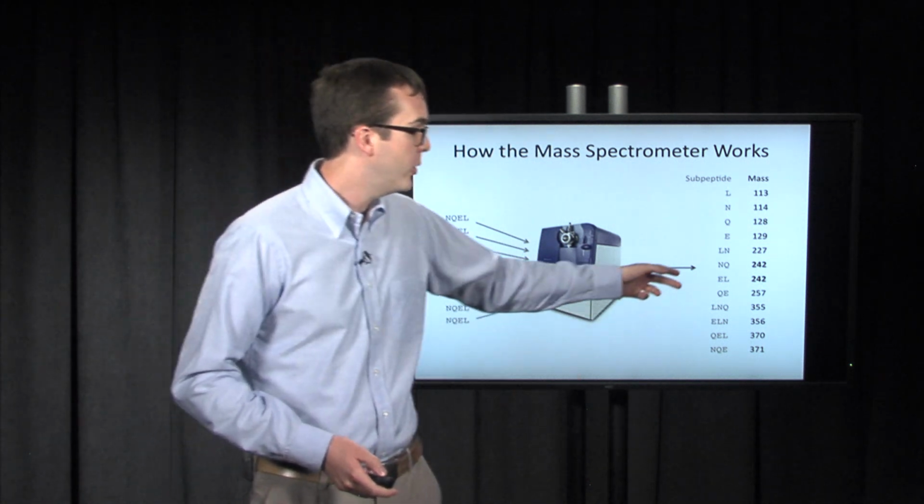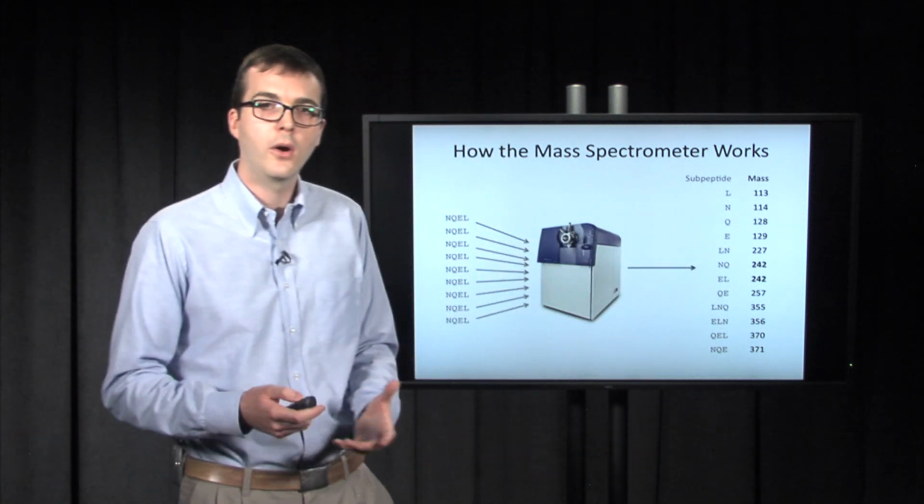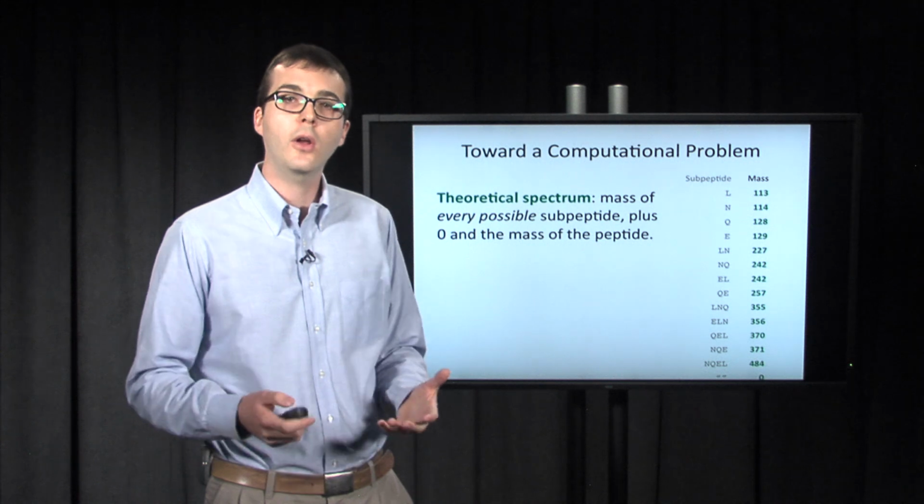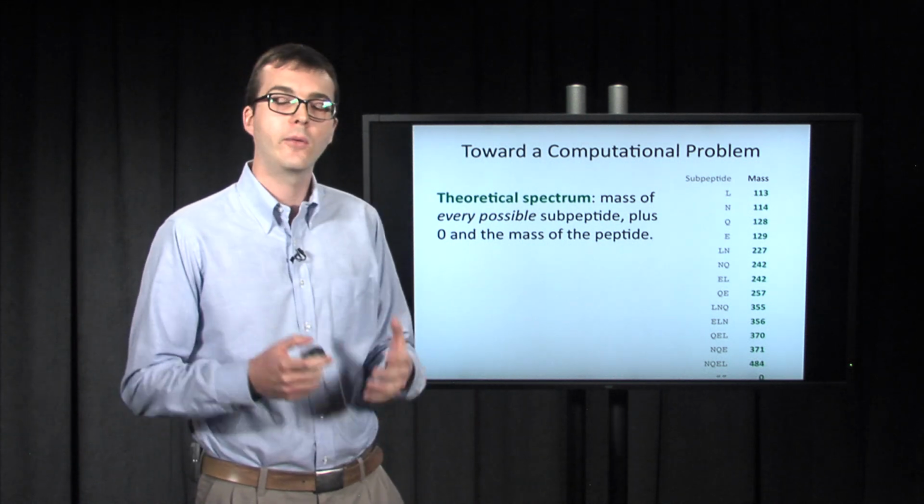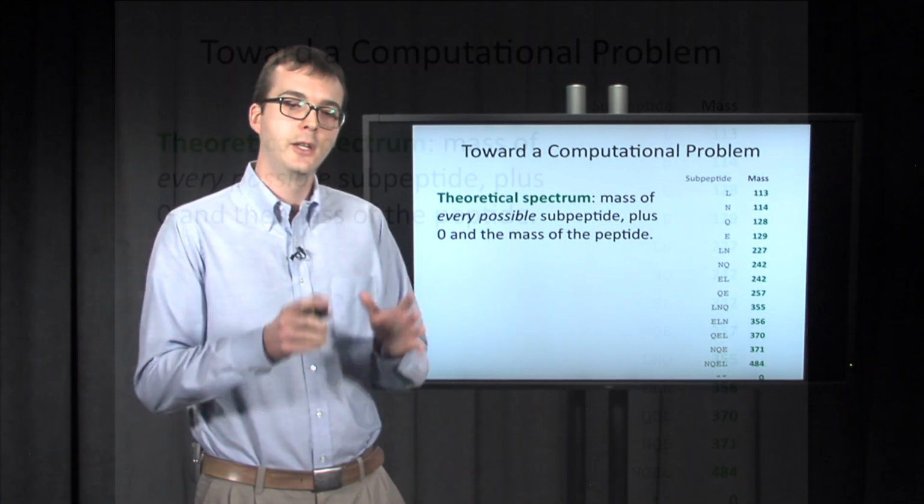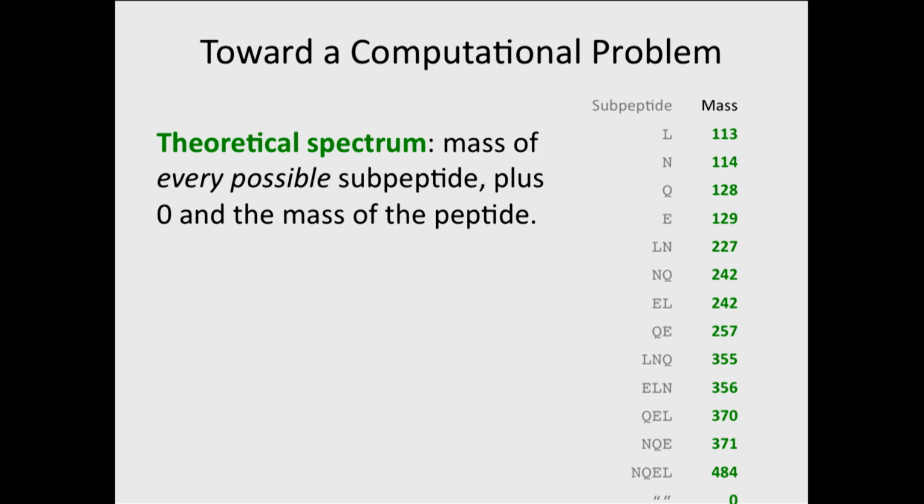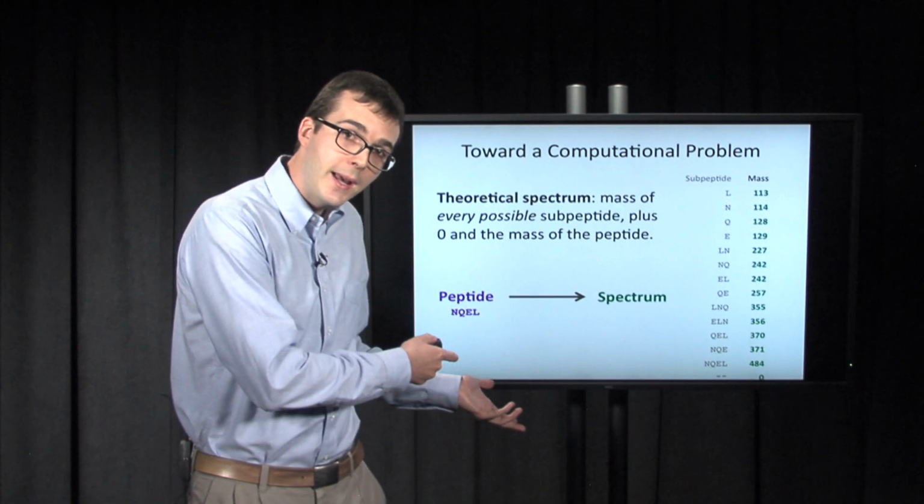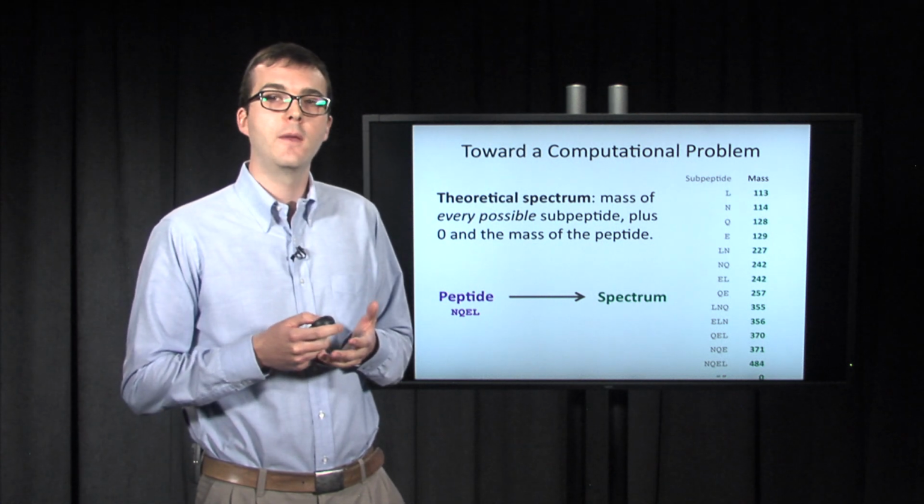Notice that here, 2 of the masses, 242, are equivalent. So we're going to call this the theoretical spectrum. The theoretical spectrum of a cyclic peptide is: chop it up into all possible fragments, weigh those fragments, and then add 0, which is just an empty string, and 484, which is the mass of the entire peptide. So if you know the sequence of a peptide, computing its spectrum is just a trivial exercise. Chop it up into all pieces, use the integer mass table, and figure out what the mass of each fragment is.